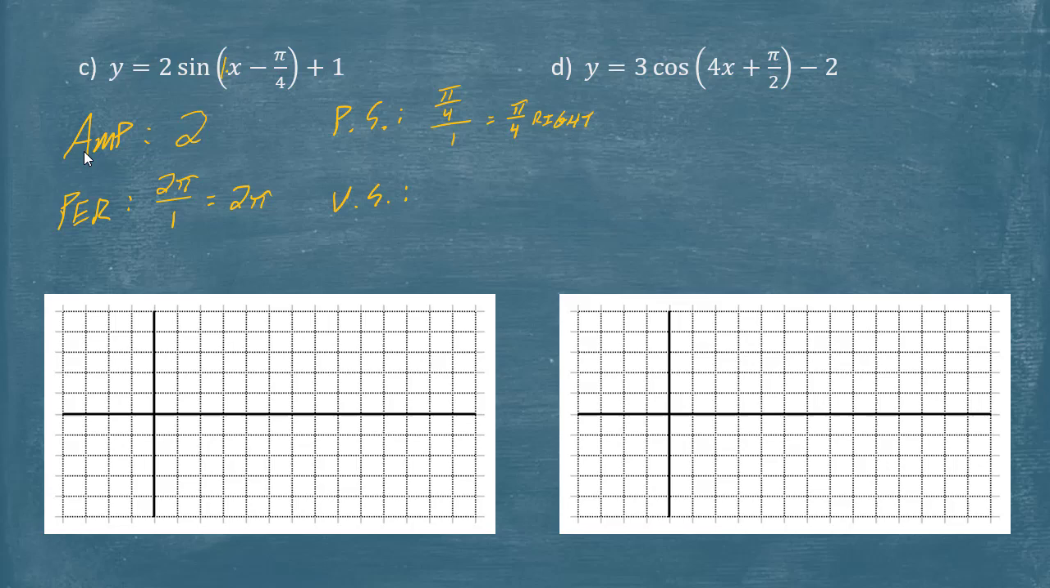And then vertical shift is the easiest of the four probably, or maybe about as easy as the amplitude, I suppose. But this one I just have addition by 1 outside, so I know that means it's being shifted up 1 place, or 1 up.